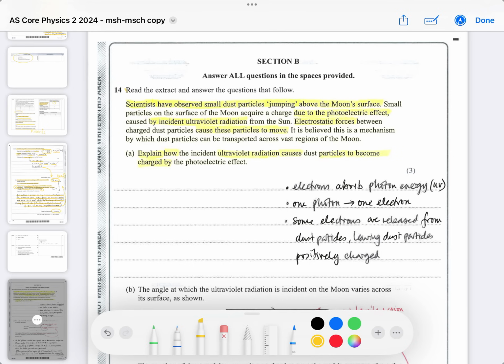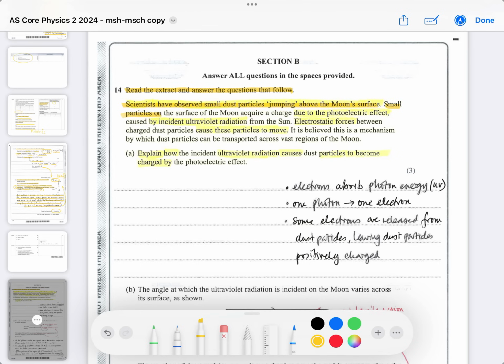So now section B is more about application of physics, okay, and comprehension. Read the extract and answer the following questions. Scientists have observed small dust particles jumping above the moon's surface, okay.